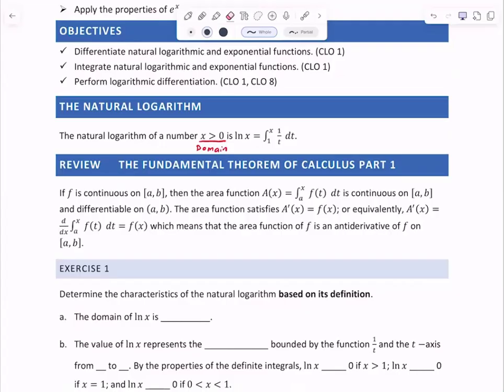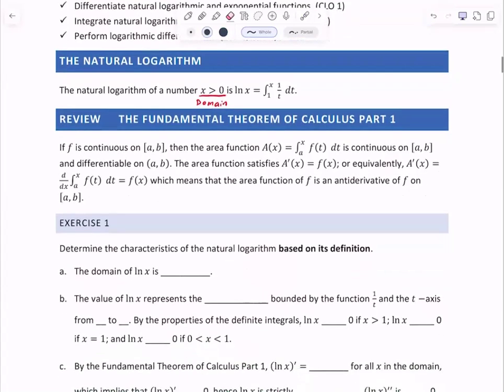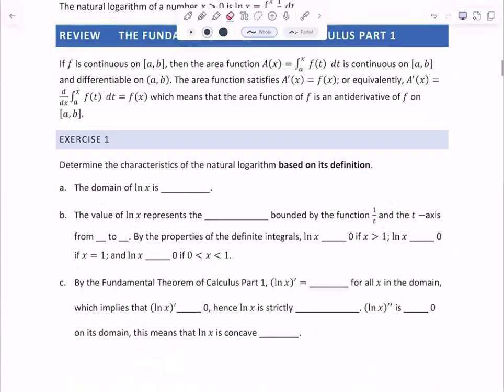And the area function satisfies the derivative of this area function is really the integrand, is f of x. Okay. All right, so we're gonna apply this concept, how to differentiate a function like this, and also the concept of area function. So let's go through this.